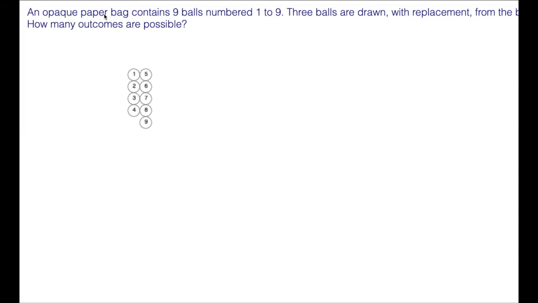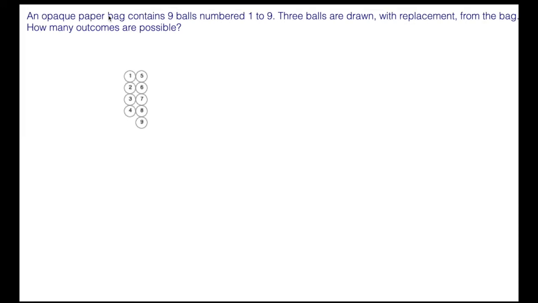An opaque paper bag, that's a paper bag you can't see through, contains 9 balls numbered 1 to 9. 3 balls are drawn with replacement, so you're putting the balls back in each time. How many outcomes are possible? You're putting them back in each time. There's 9 possible outcomes for the first drawing. For the second, because you're putting the ball back, you still have 9. And for the third, you still have 9. It's going to be 9 times 9 times 9, which is 729. Basic counting principle, multiply the number of ways that each step can be done.